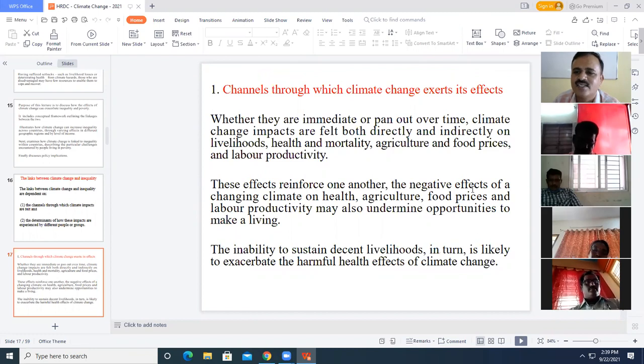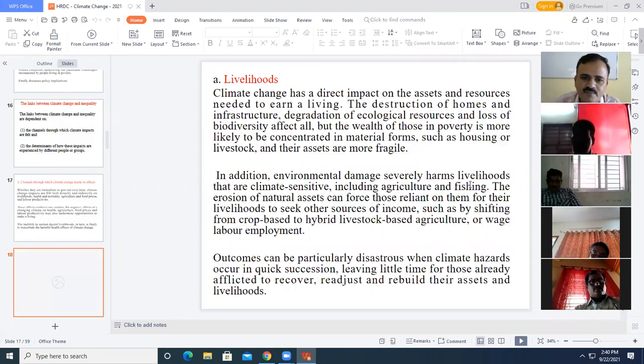Then the channels through which climate change exerts its effect, whether they are immediate or pan out over time. Climate change impacts are felt both directly and indirectly on livelihoods, health and mortality, agriculture and food prices, and labor productivity. So the major sectors directly and indirectly affected by climate change are livelihoods, health and mortality, agriculture, food prices, and labor productivity. Now let us take these 5 sectors which are affected by climate change, and these are the 5 important channels through which climate change exerts its impact on people or countries.